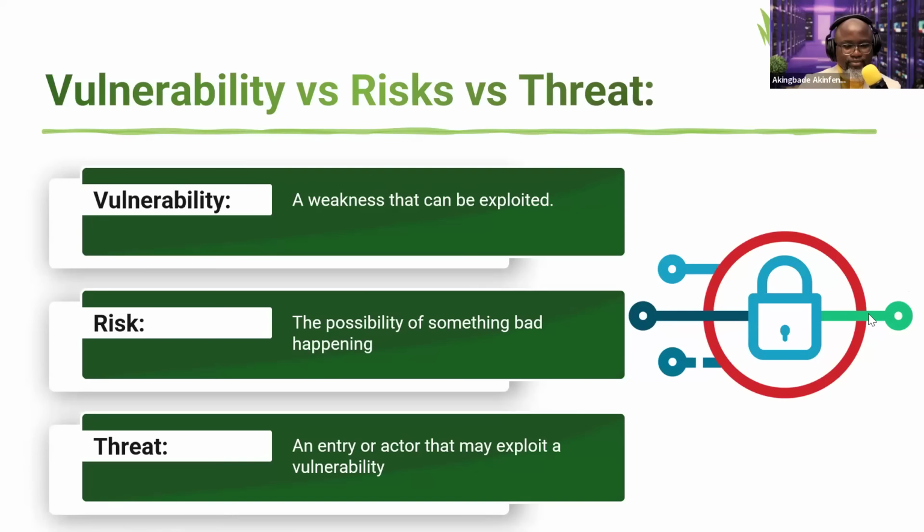All right. Okay. What about if I say possibility of something bad happening? What is that? What is the possibility of something bad happening to you? That is a risk. So the threat is simply an actor that can exploit a weakness or vulnerability. Give me an example of a threat that can exploit a vulnerability.